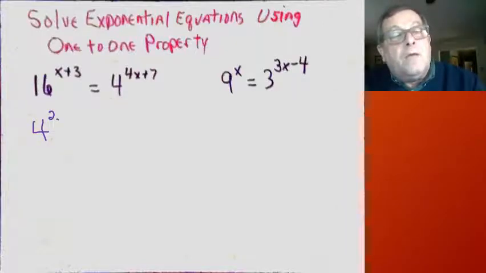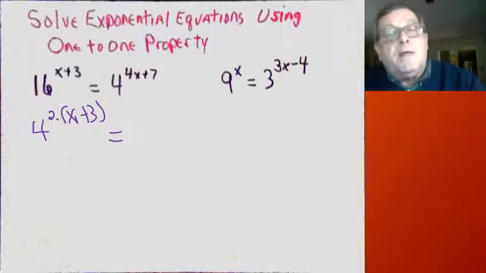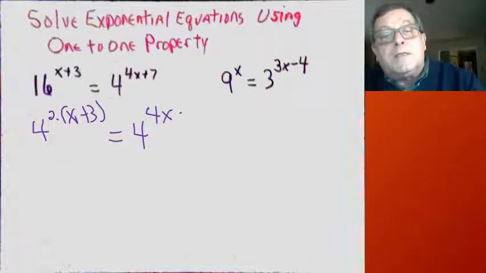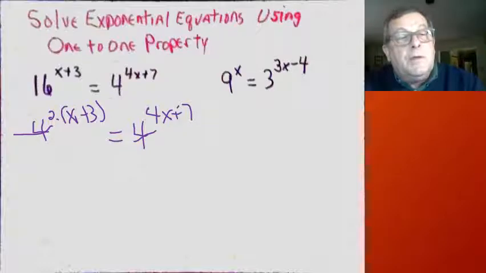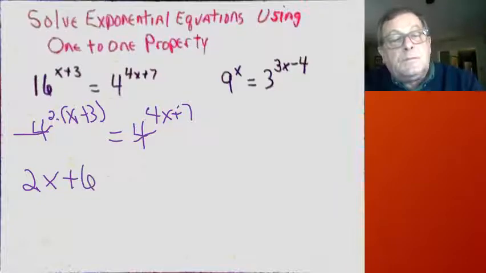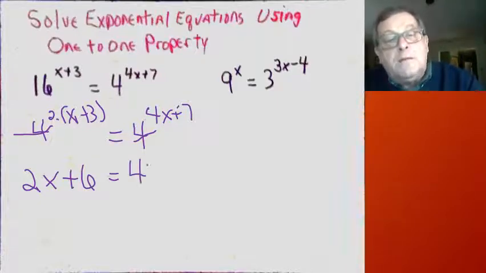If I express it that way, then I can take this left side and express it as 4 raised to 2 times x plus 3, and set that equal to 4 to the 4x plus 7. All right, now my bases are the same, so I can, in effect, just cancel those out. Now, distribute that 2 to the x plus 3, and that's going to give me 2x plus 6 equals 4x plus 7.